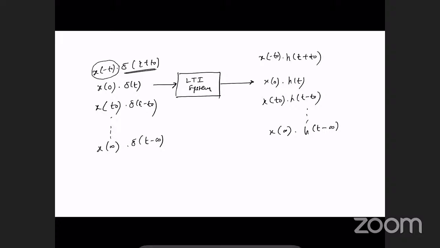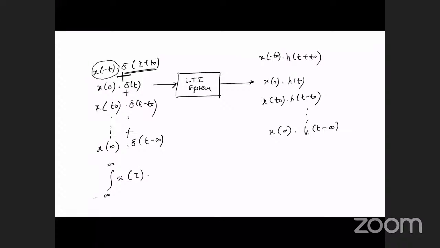So with this, let's say if you have taken a sum of them, but in continuous time, how do we take the sum of them? By integration. So if I want to integrate this, I can integrate over minus infinity to infinity, let us say x(τ) and here I can say δ(t minus τ) dτ. Then the same integration or the same summation we can consider at the output side also.